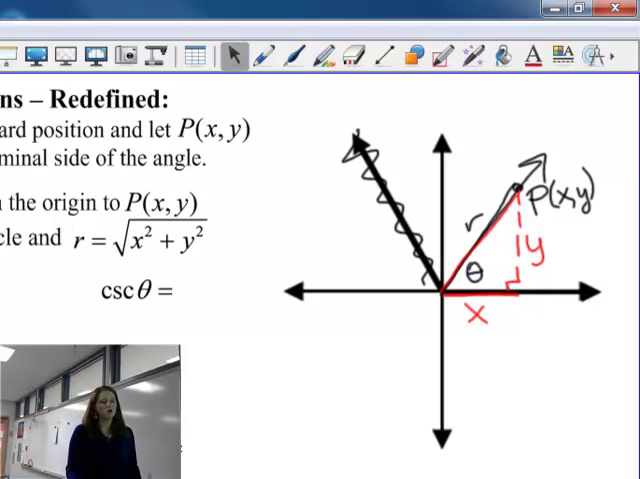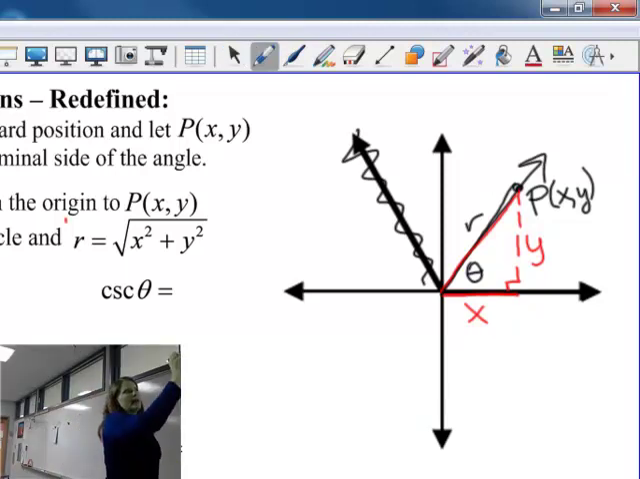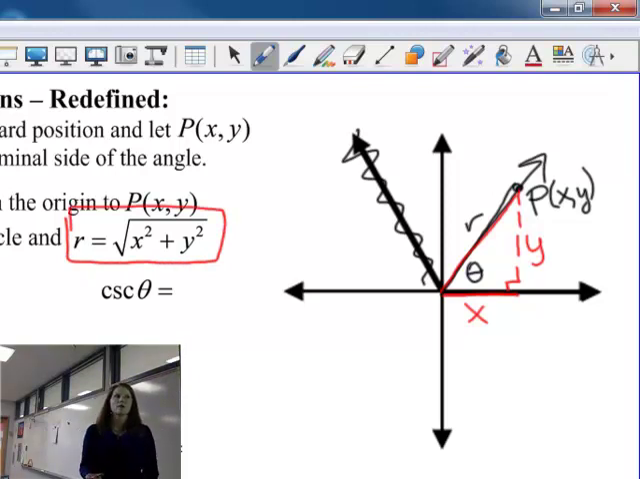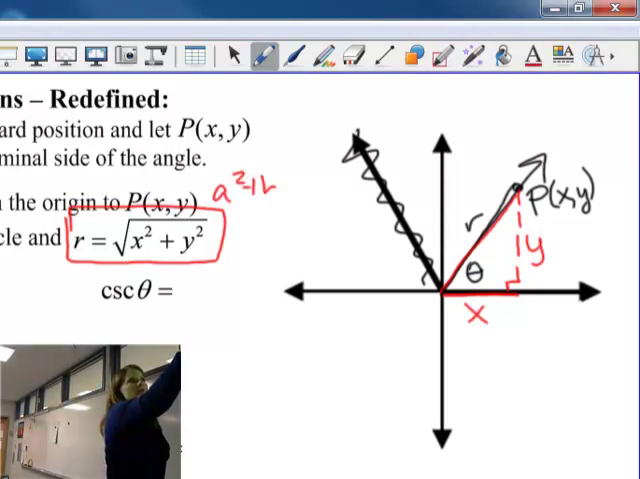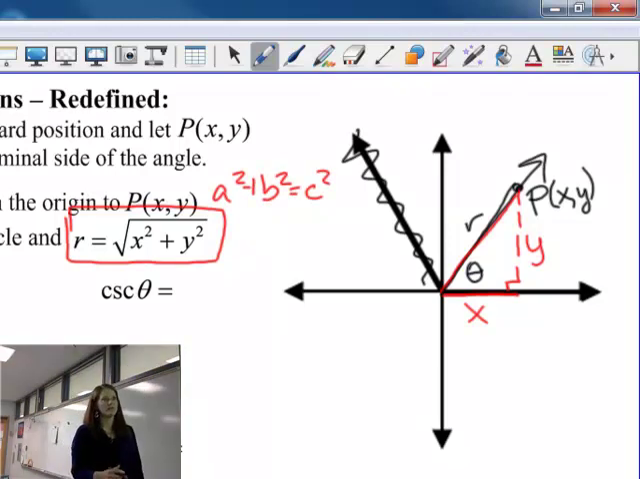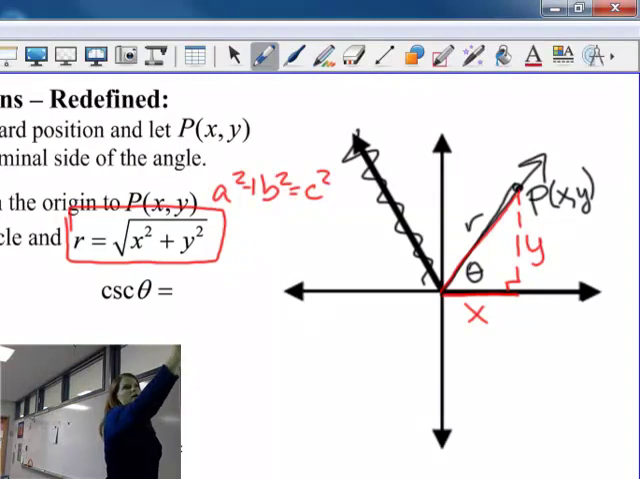Keep in mind that if you don't know the radius, you can always go back and find it. Now, Mr. Lecky, where does r equals square root of x squared plus y squared come from? That looks kind of like the Pythagorean theorem. It's exactly like the Pythagorean theorem. So basically if you're missing a side, find it with the Pythagorean theorem.